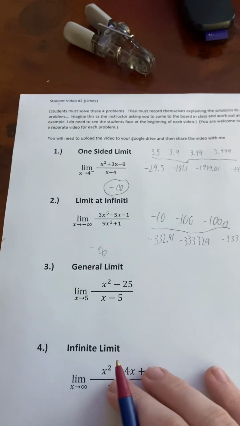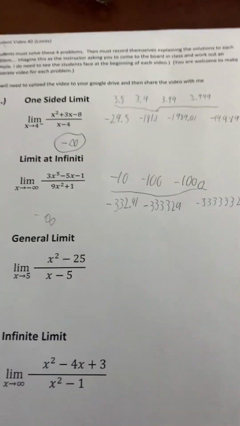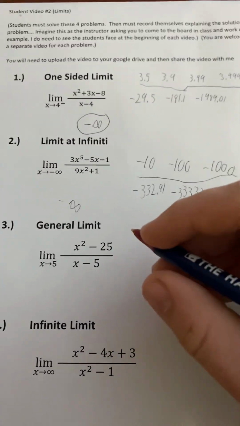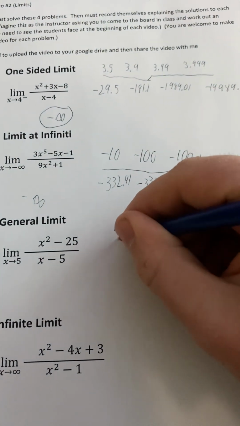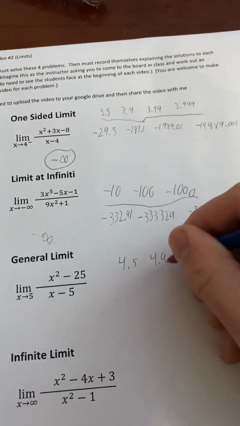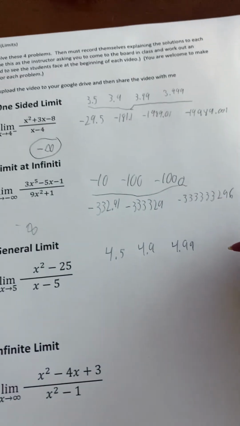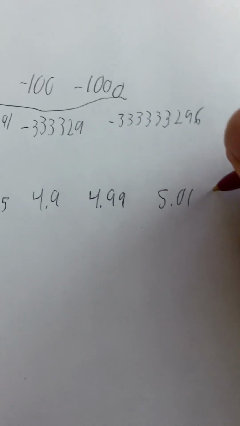Alright, general limit as x approaches 5. Obviously, if you plug 5 into here, that'll leave you with 0 in the denominator. So you can't just plug in 5 as easily as that. Instead, we're going to make another table at 4.5, 4.9, 4.99, and then on the other side of that, we are going to go at 5.01, 5.1, and 5.5.